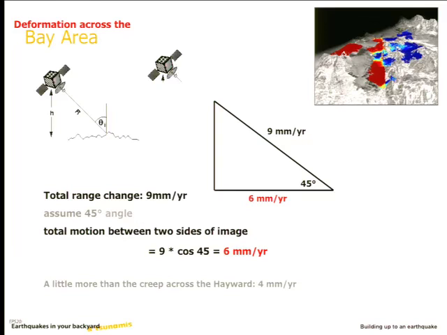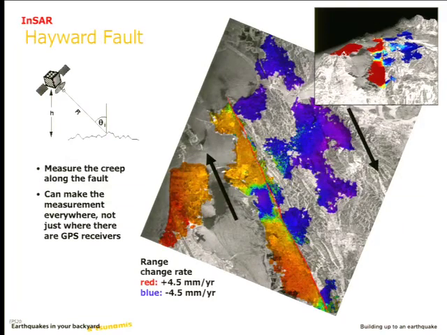So, okay, so the question is, why is the creep along the Hayward Fault 4 millimeters per year, when we're getting a number of 6 millimeters per year here? So, of course, the creep along the Hayward Fault, let's see, where's Berkeley? Here's the thing. So the creep along the Hayward Fault is right here. Okay? So you can see that we go from yellow or orange immediately to blue. Okay? So that's the 4 millimeters per year right there.